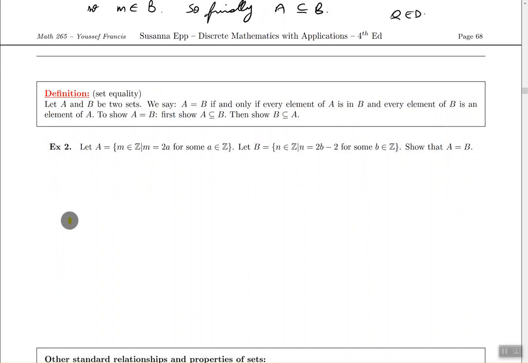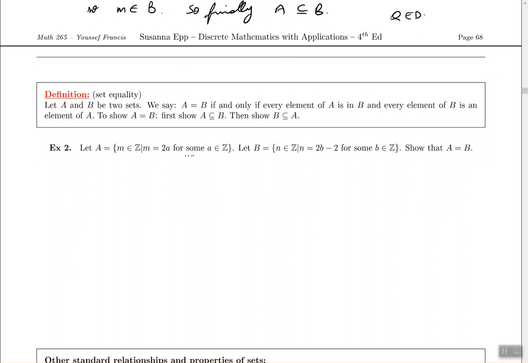We're going to demonstrate that with example number 2. Let A be the set of M where M is equal to 2a, and the set B where B is any integer n where n is equal to 2b minus 2. We want to show that A is equal to B.